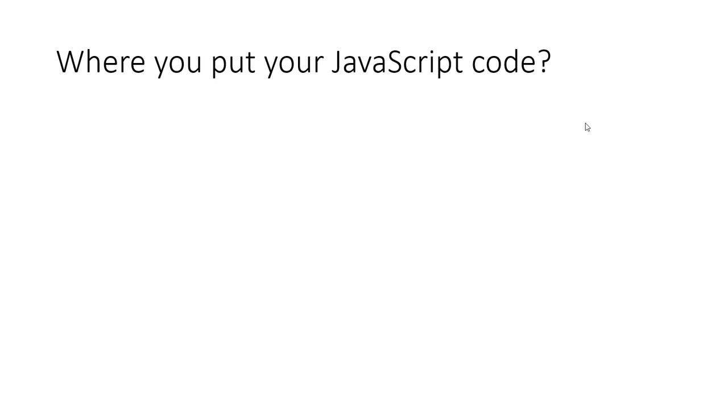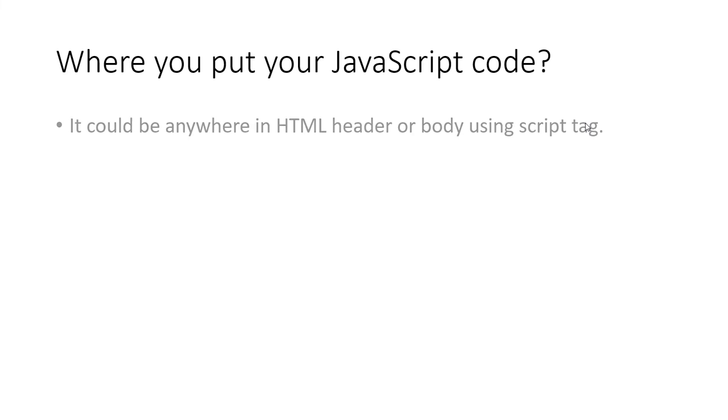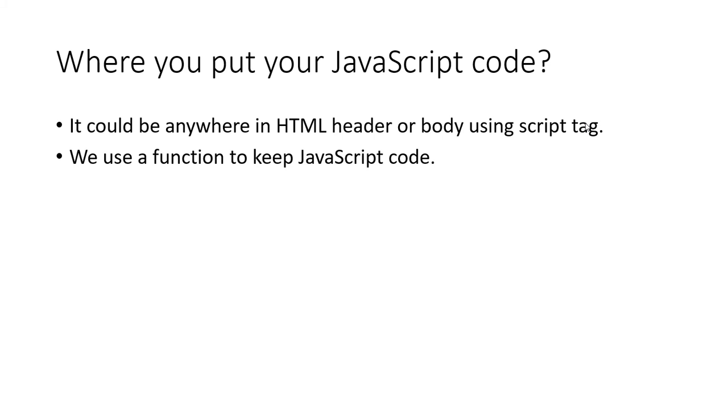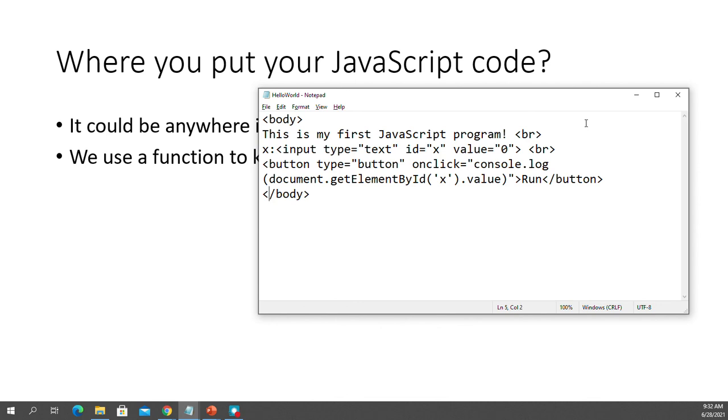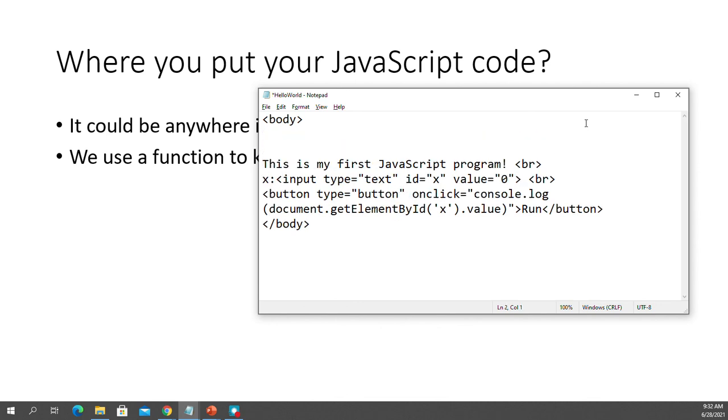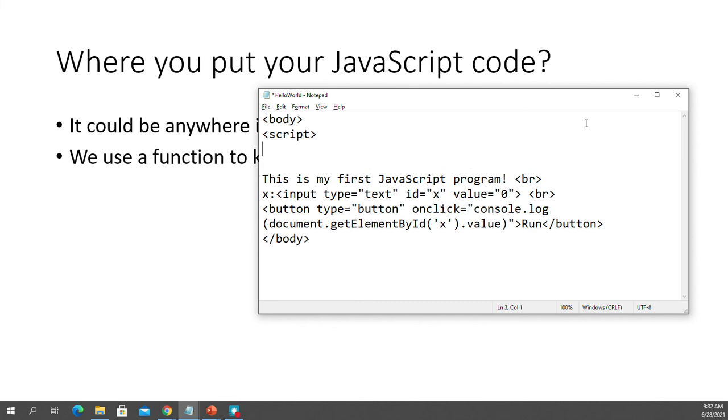Now you have an input where you put your JavaScript code, but if you want more than one line of JavaScript code, the answer is it could be anywhere, in the HTML header or body, using the script tag. The script by default is JavaScript. And then we will use a function to keep the JavaScript code. So let's go back to the code we have here. We're going to keep something right here. So let's say script. So this is my script.